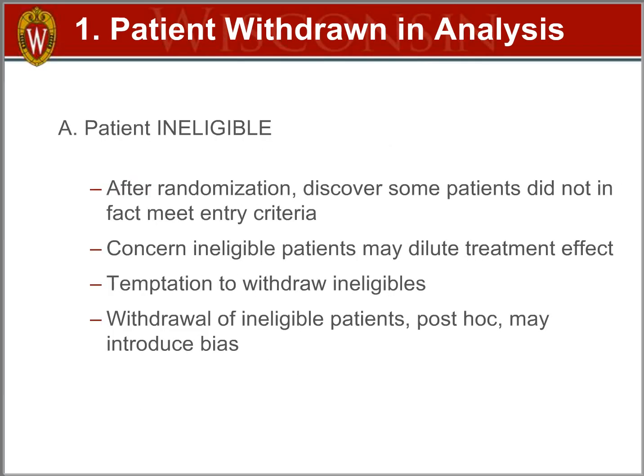Let's examine the ineligible patient. You didn't intentionally randomize an ineligible patient, but after the trial was over, you discovered by reviewing the data that some patients did not in fact meet the eligibility criteria. And your concern is that those ineligible patients may in fact dilute the treatment effect and hurt your chances of having a positive trial. So the idea is, let's get rid of those ineligible patients and withdraw them from the analysis. This process, in fact, can cause bias. Let me illustrate that with an example.